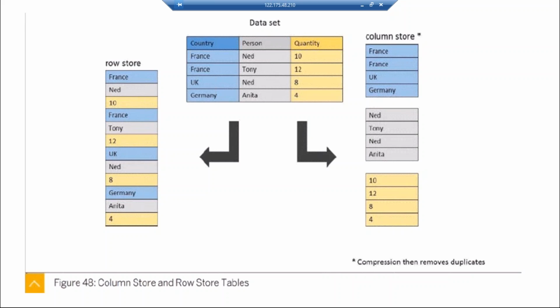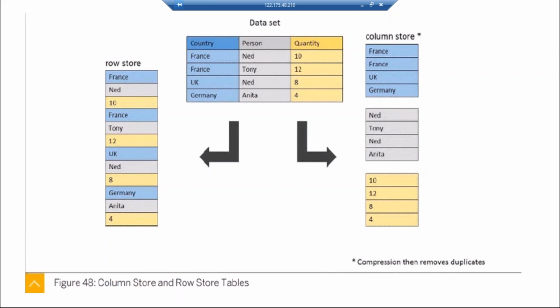Then what is the difference between row store and column store? Basically it's about storage, how the data is stored in the database, in the memory. You see on the left hand side, the data is stored row wise here. This is the first record, then this is the second record, then the third record, the fourth record. So data is stored row wise: row 1, row 2, row 3, row 4. But on the right hand side, if you observe the column store, data is stored column wise. First country column data, then you have person, then you have quantity. Here data is stored column wise.